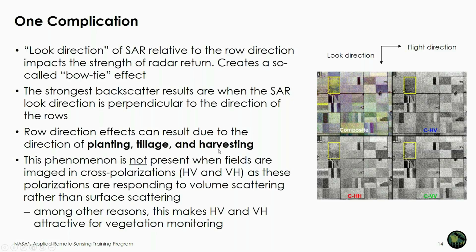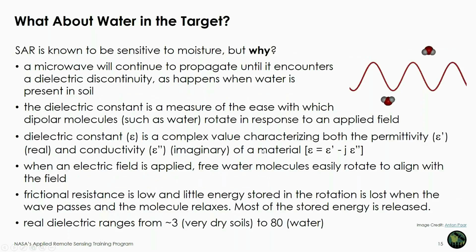What's interesting to note is that we see these impacts of look direction on row direction in the like polarization. So in this case, we're looking at C-band at an HH polarization and C-band at VV, and we see these bow tie effects, these very significant differences in backscatter within any given field. Whereas in the cross polarization, we don't see that type of bow tie effect. So that's one advantage that the cross polarization has in agriculture, particularly when we're looking at tillage: it is unaffected by these look direction effects.